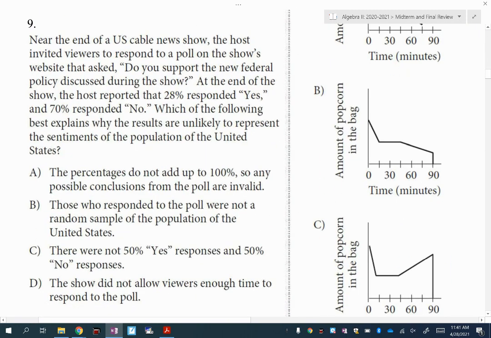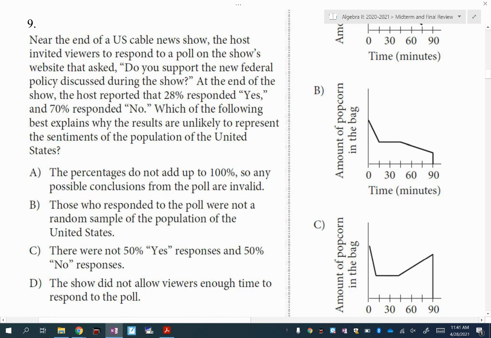Okay, number 9. It says, near the end of a U.S. cable news show, the host asked viewers to respond in a poll. All right, so they're answering a question, and it says, which of the following best explains why the results are unlikely to represent the sentiments of the population of the United States? So we're talking about after a cable television show, right? The host is saying, hey, go online and go to our website and answer this poll, all right?